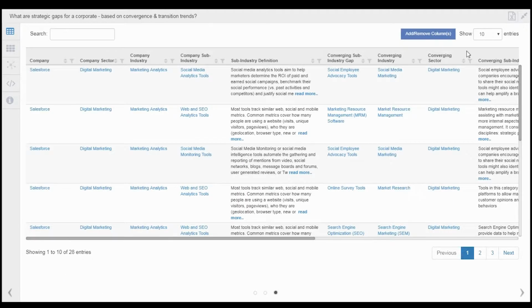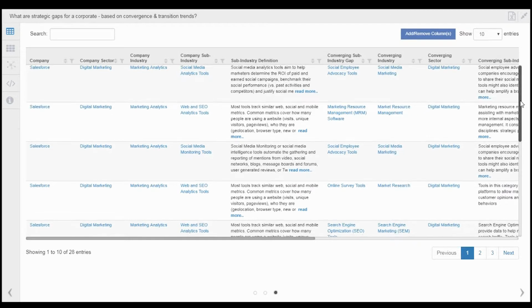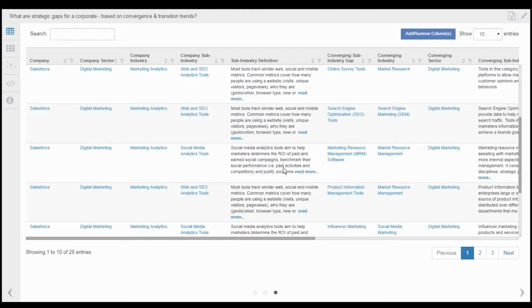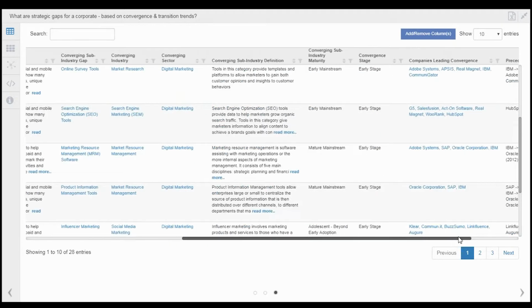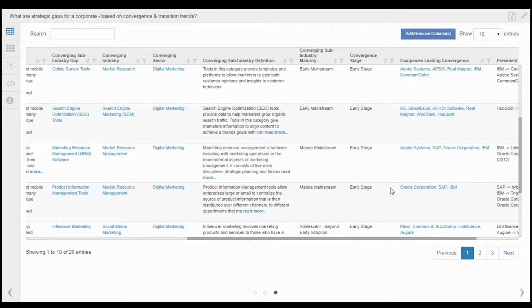Let's understand what we mean by convergence. For example, sub-industry web and SEO analytic tools are converging with product information management tools, which means companies operating in web and SEO analytic tools are developing capabilities organically or inorganically in testing and optimization tools, which signifies that both these segments are converging. Some of the companies leading this particular convergence are IBM, Oracle Corporation, and SAP.